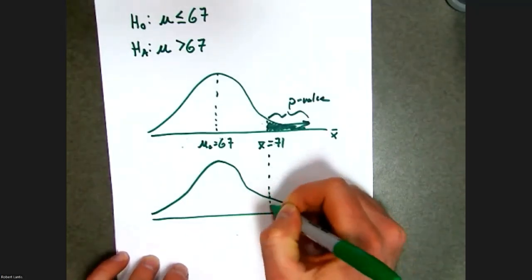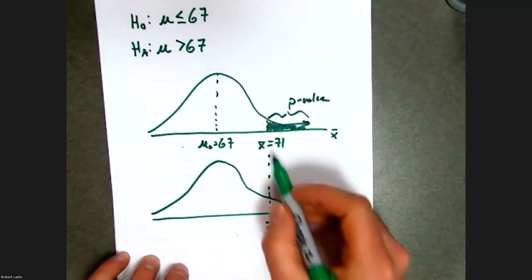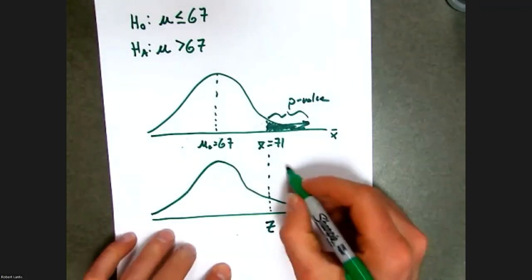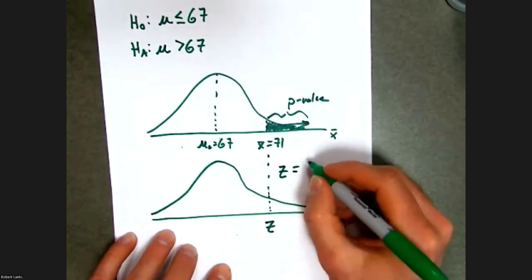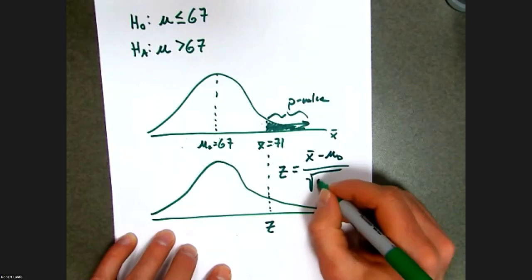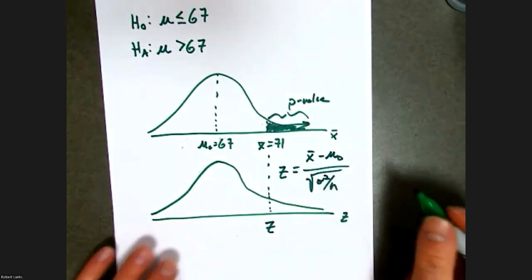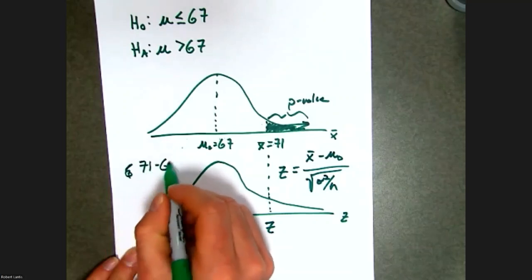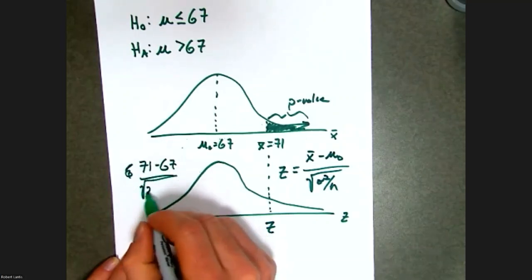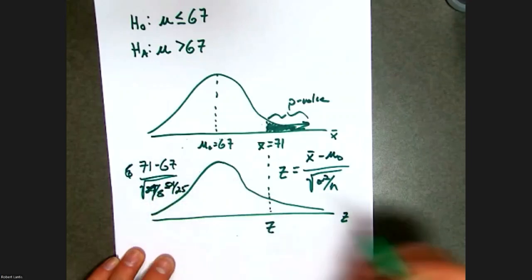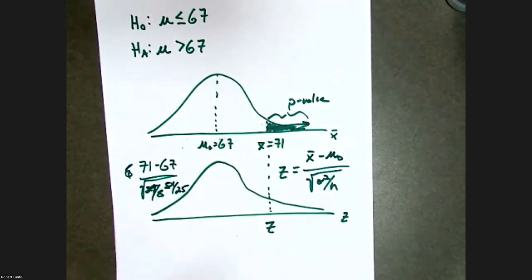The test statistic, or the Z statistic, is just the number of standard deviations my sample evidence was from the assumed true mean. So what did we have there? We took our sample mean, subtracted the assumed true mean, and divided by the square root of this. So if I remember right, we've got 71 minus 67 over the square root of, I think it was 81 over 25, right? So we'll figure out what that Z value is.